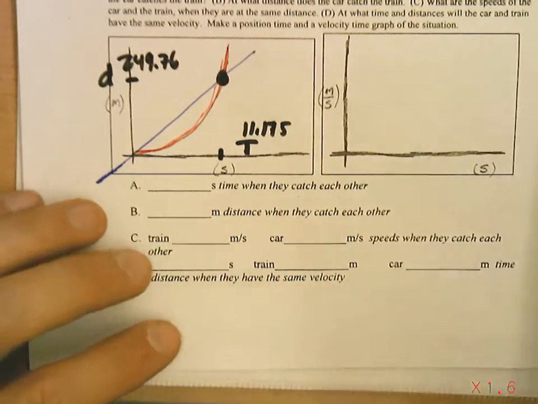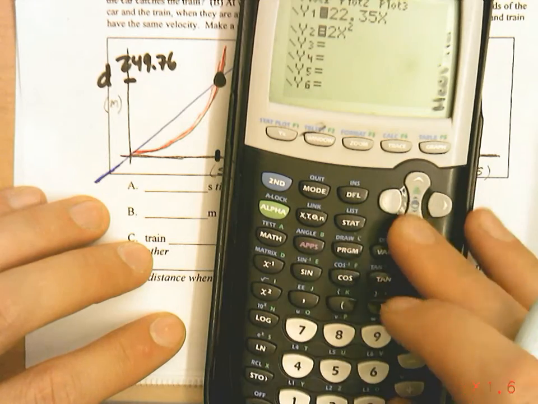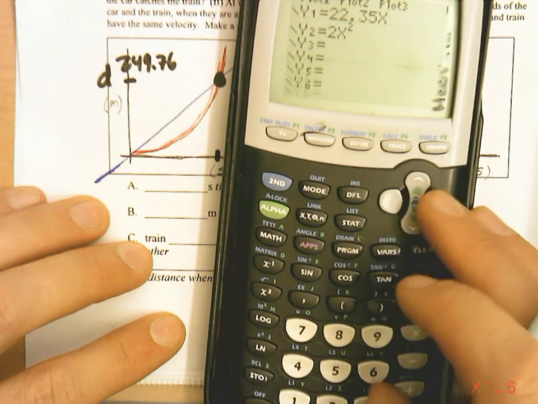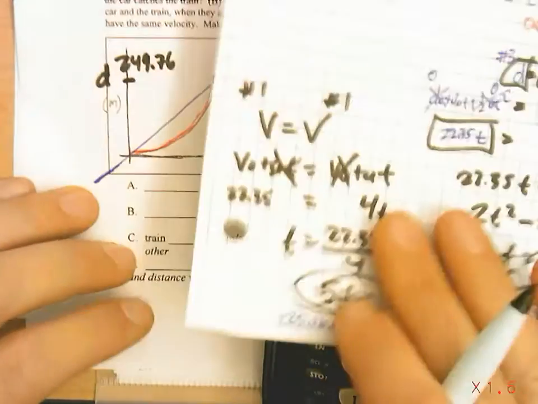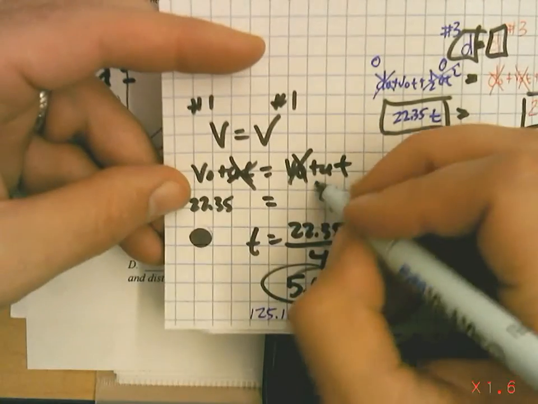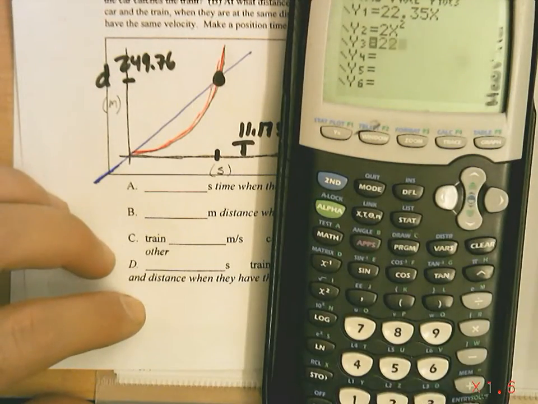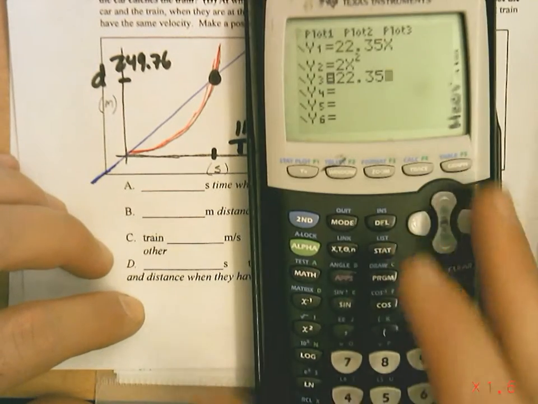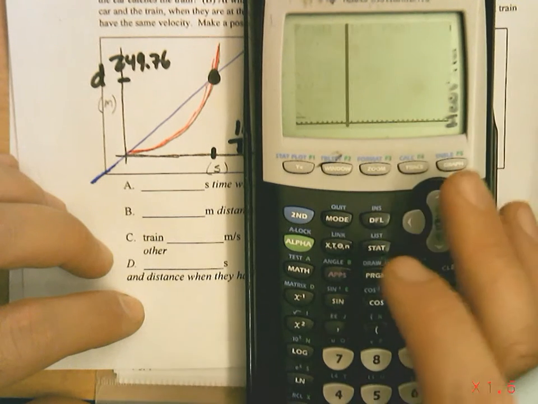Now for the velocity time graph, we'll go through here and turn these off by pressing enter over the equals sign, and I'll create my next graphs. My next graphs came from Y1 equals... so I had 4x and 22.35. So 22.35, and then I come down and I say 4x. And I look at this graph.